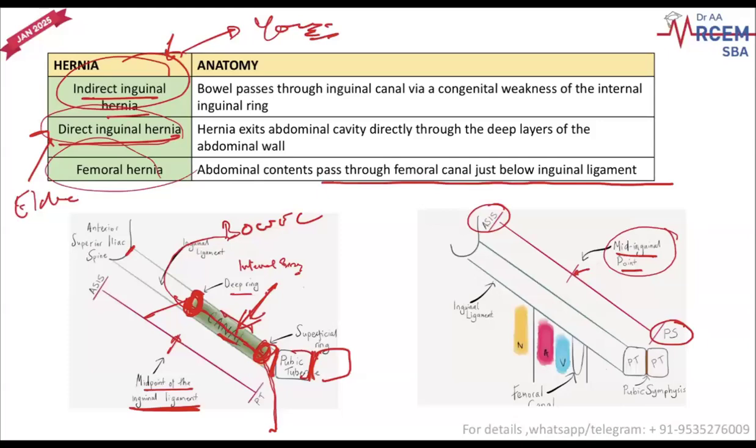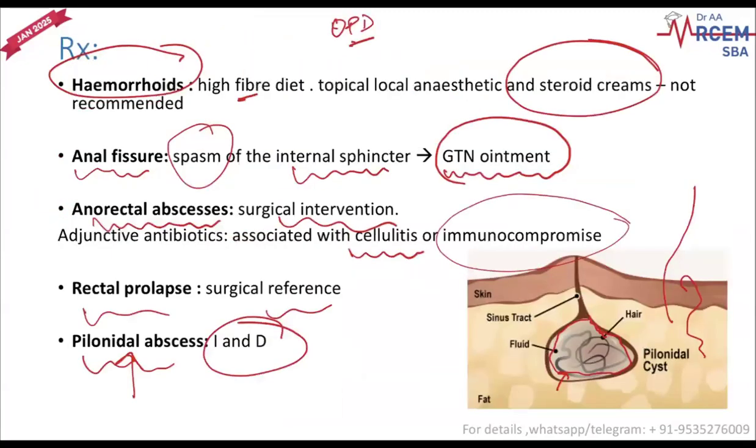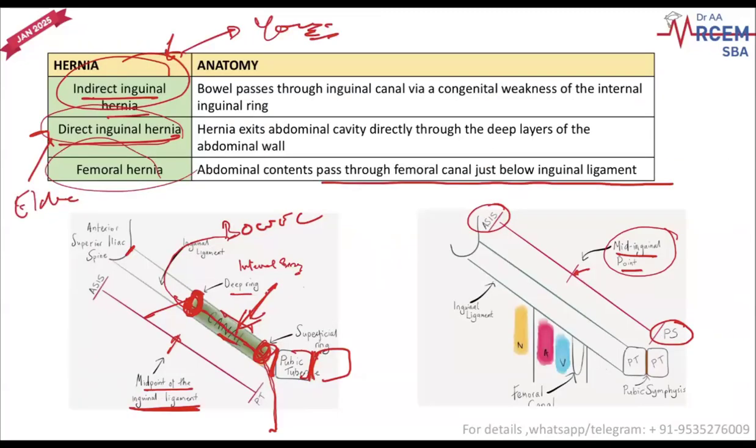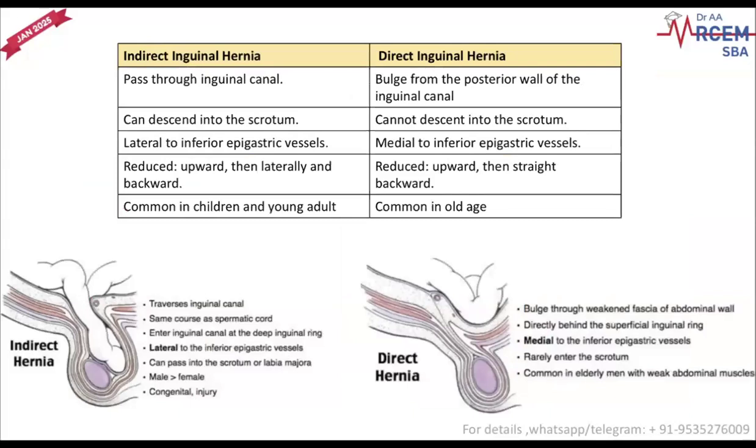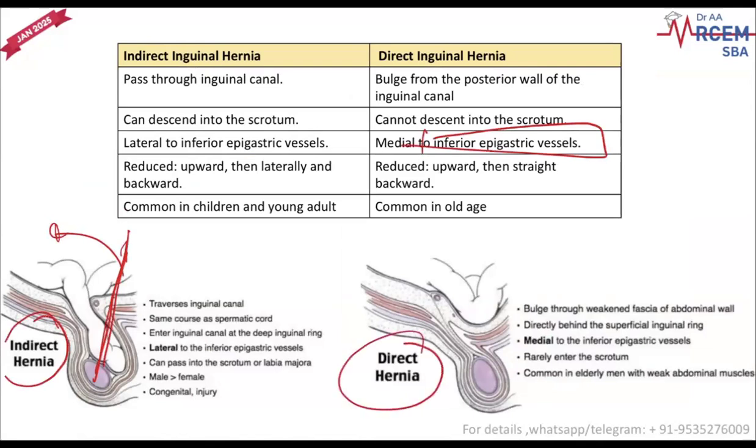Shouldn't be a problem. Another differentiating factor you need to be aware of between an indirect inguinal hernia and a direct inguinal hernia is something known as the inferior epigastric artery. Whenever there is the inferior epigastric vessels or artery, lateral to it will be the indirect inguinal hernia. Direct inguinal hernia will be medial to it. That is one of the important differentiating factors you need to be aware of. Lateral is indirect, direct is medial.